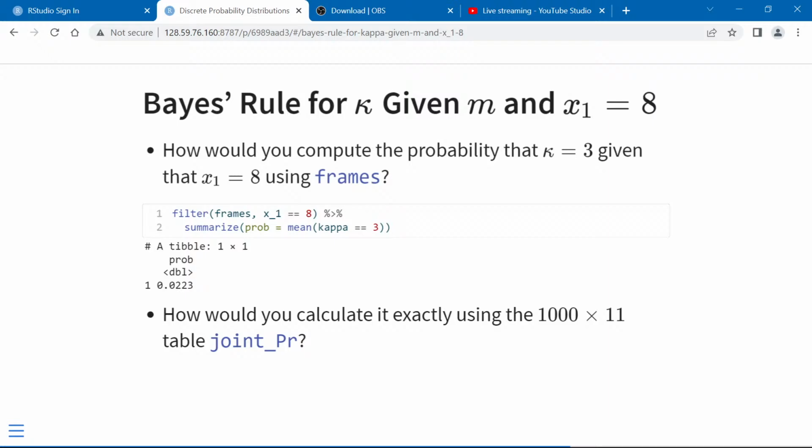So this is what I mean by relatively simple database queries. And this not only is extraordinarily accurate, it is going to be extremely general. Whereas the ancient way, we'll soon see, runs into roadblocks. But in this case, we actually could calculate it the ancient way using our 1,000 by 11 table for joint PR. And how would we do that the ancient way?